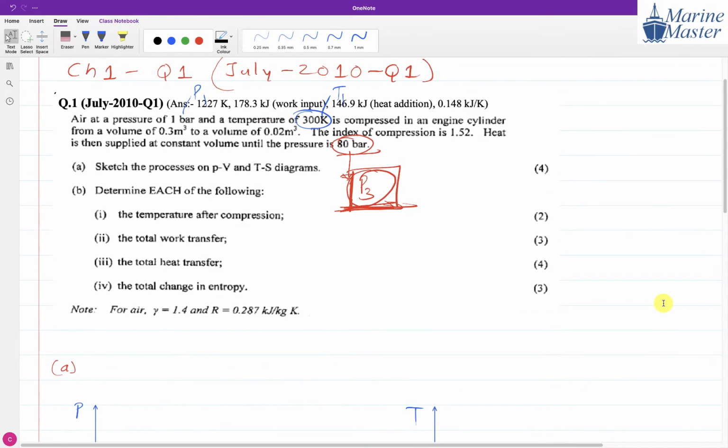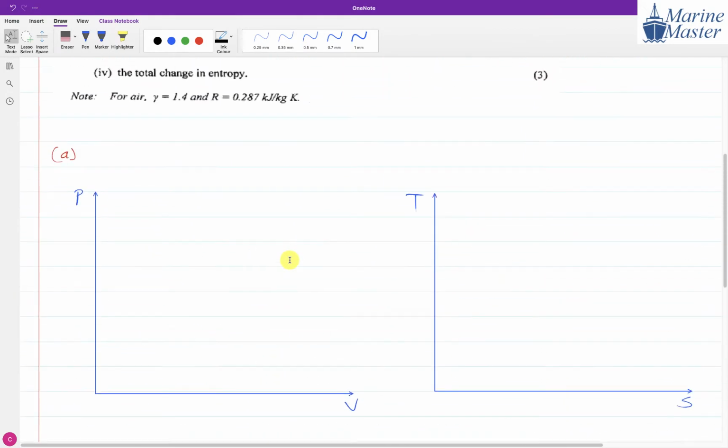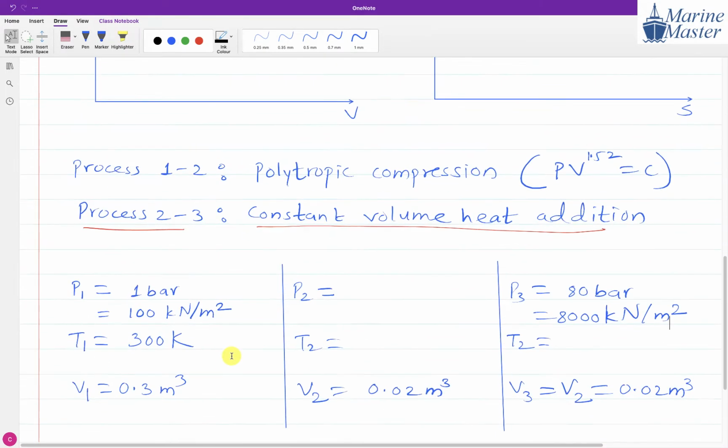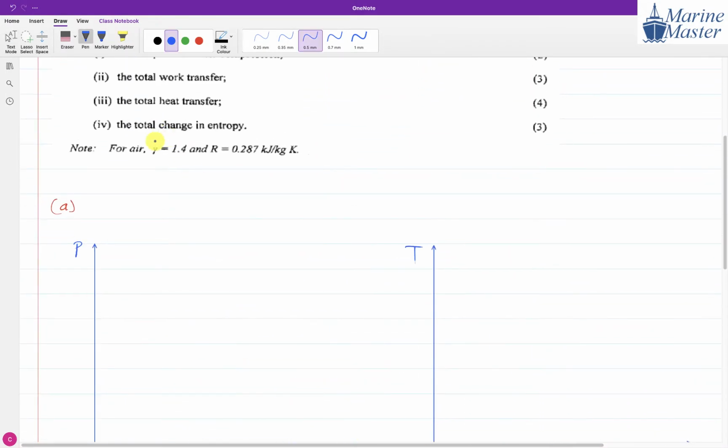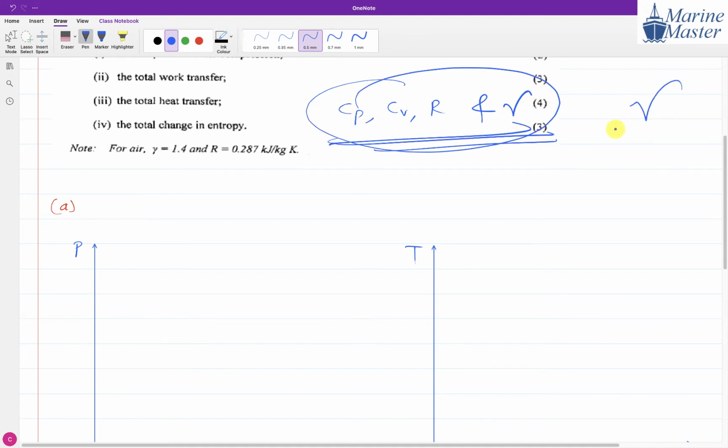Now these are the things they have given us. Before going further, we have not yet written the note. They have given us gamma for air. Guys, see, they have given us gamma, but that doesn't mean the process is isentropic. In every question we will get the values of Cp, Cv, R and gamma. These 4 things they will always give. They are properties of that particular ideal gas. So whether the process is isentropic or non-isentropic, gamma will be there.